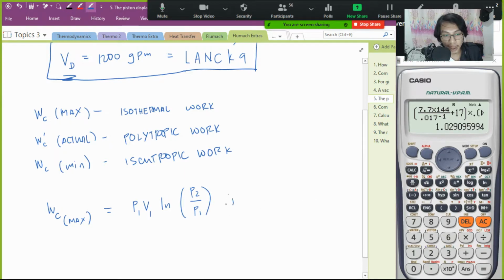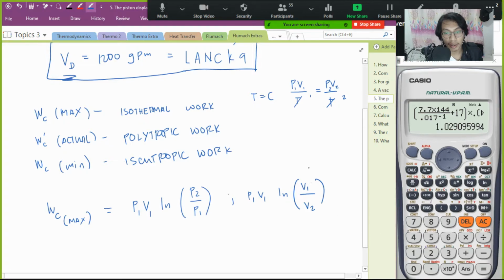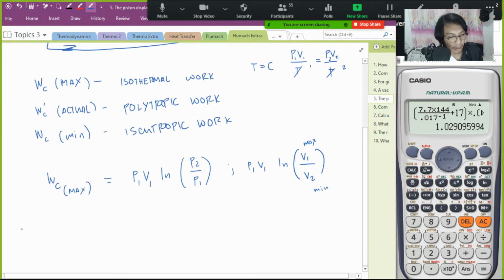Or, di ba, this is isothermal. Ibig sabihin, temperature is constant. O, PV over T equal to PV over T. This is 1, this is 2. Cancel ito, cancel yan. Ibig sabihin, inverse. Okay? This is P2, P1, V1, V2. So, inverse yan. Pwedeng P1, V1, Ln ng yung volumes, V1 over V2. Okay? The maximum volume, minimum volume. Yan. How about isentropic work? Or the actual? Hindi. Actual muna tayo, polytropic work.